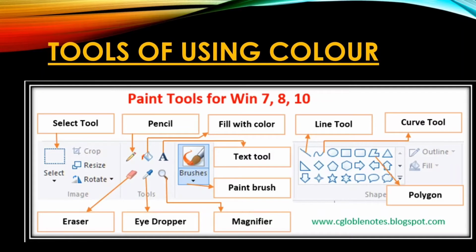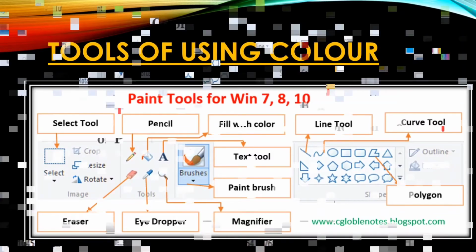Now that is a dropper, called the eyedropper or color picker tool. This tool is used to pick the color from one side and put it on another side. Now see, paintbrush is there. Then the magnifier glass. This magnifier glass is used to see the picture more closely, as zoom in, zoom out. Then see at the right side, line tools. There are different tool shapes: line tool, curve tool, rectangle. One is polygon.